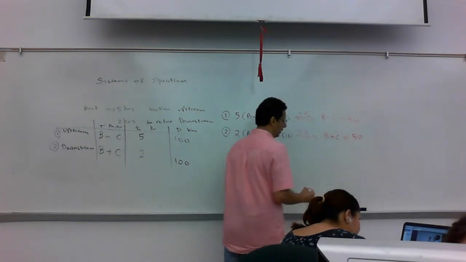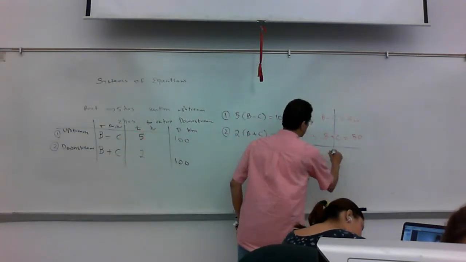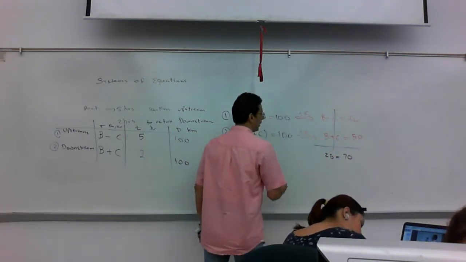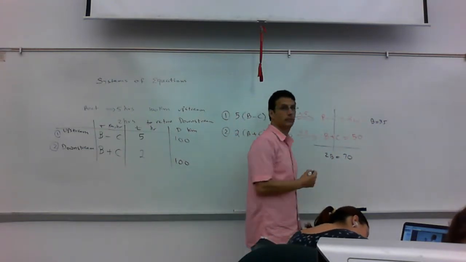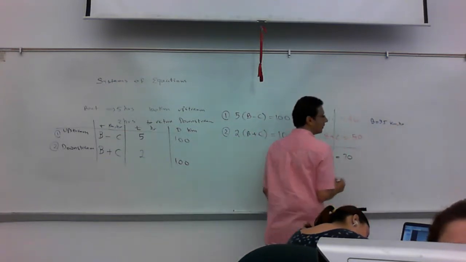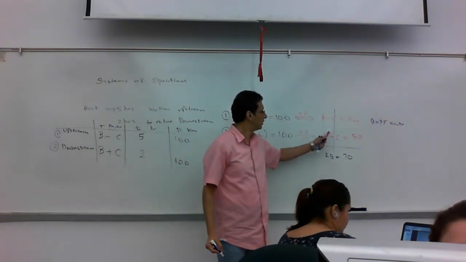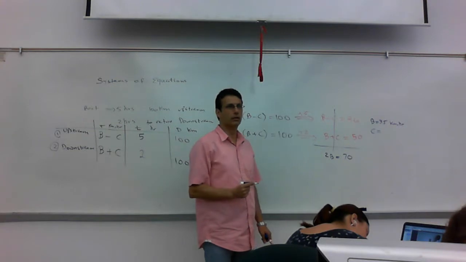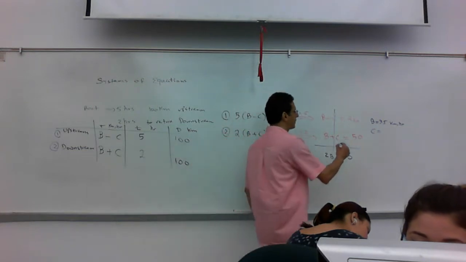And do you see right now that the addition method is going to be much faster, and you get what? 2b equals 70, and therefore b is 35. 35 what? I need the units. Right? And if you use any of those, what is the current? Speed of the current? b plus c is 50, so what is c? 15.